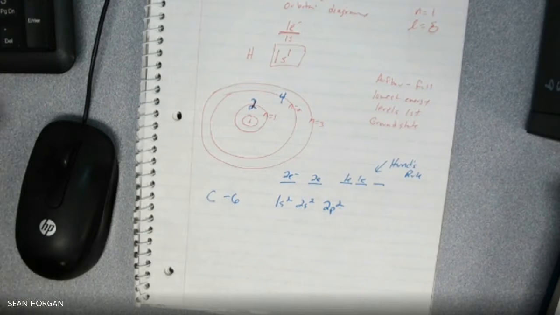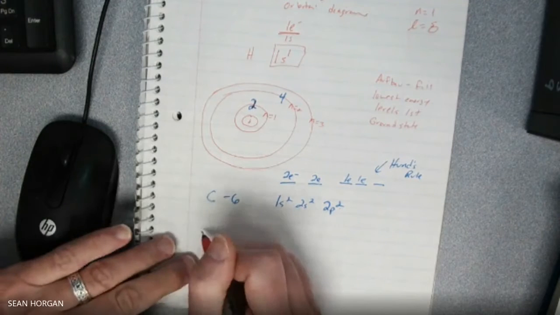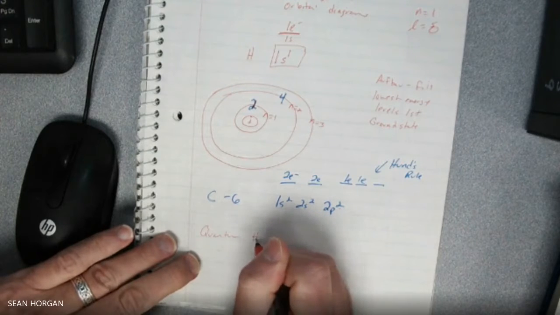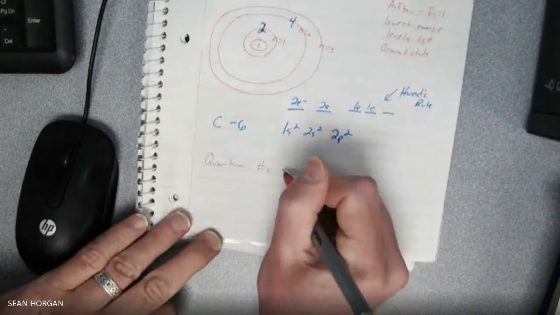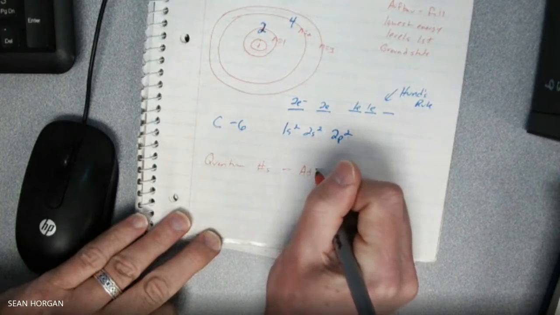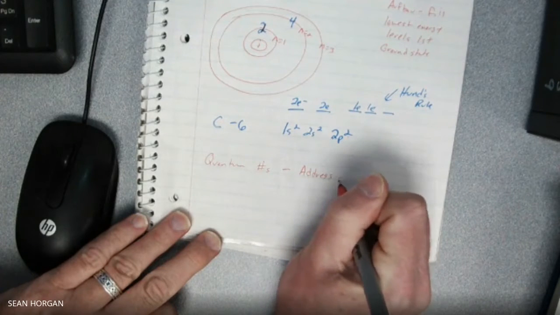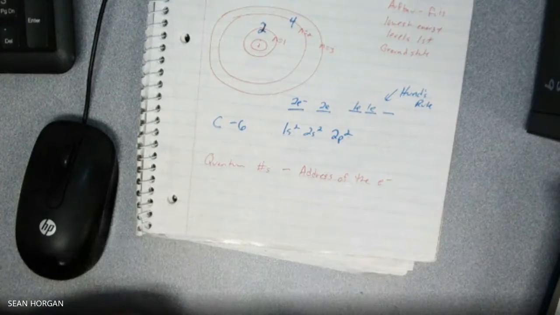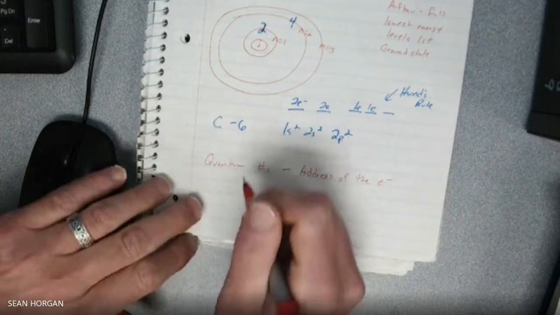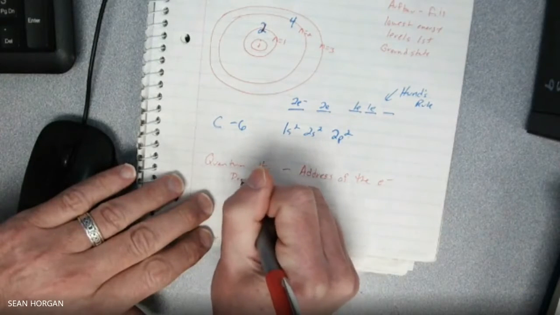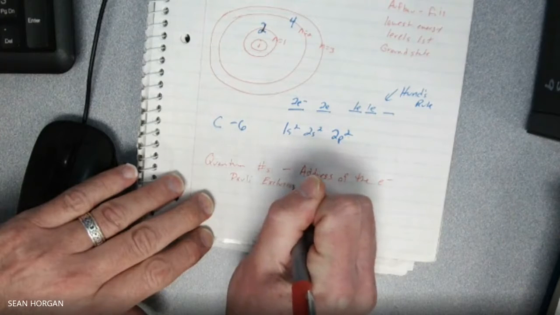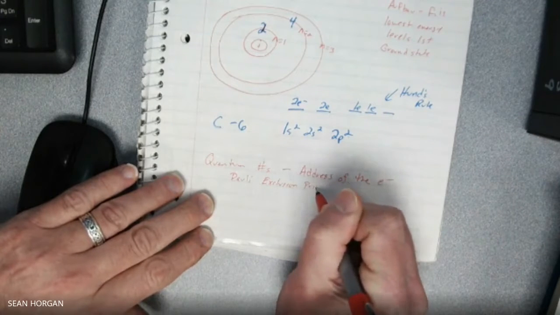So let's talk about something else for a second. Quantum numbers. Okay? They give us the address of the electrons. And because of that, we have something called the Pauli exclusion principle.